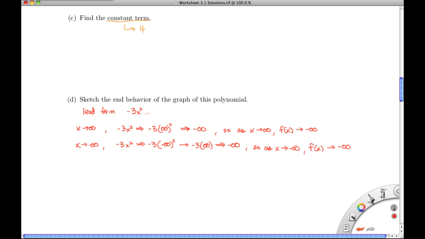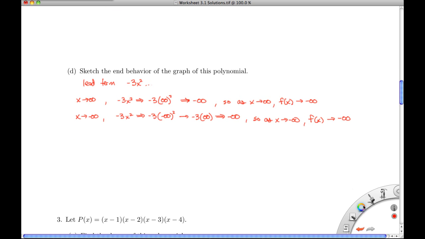And the idea of sketching the end behavior, we could do something like this. If we could just imagine our axes here, we could see, well, here's our x-axis, and then here's our y equals f of x axis. And over here we've got positive infinity and negative infinity, and here we've got positive infinity and negative infinity. So let's look at this first one.